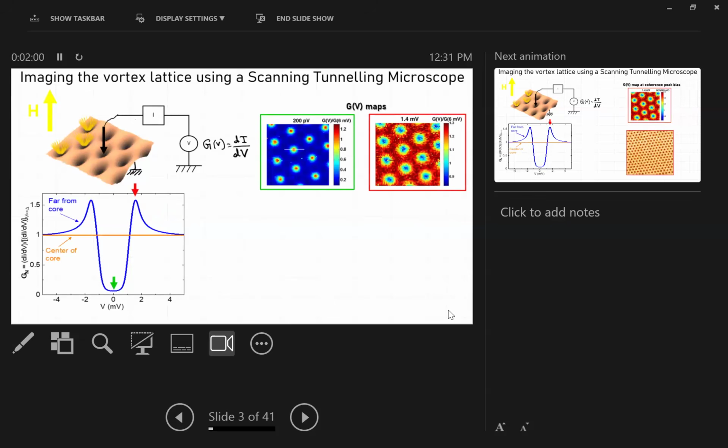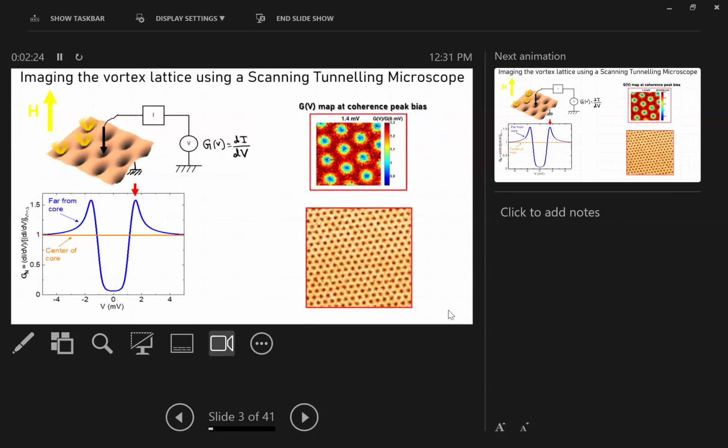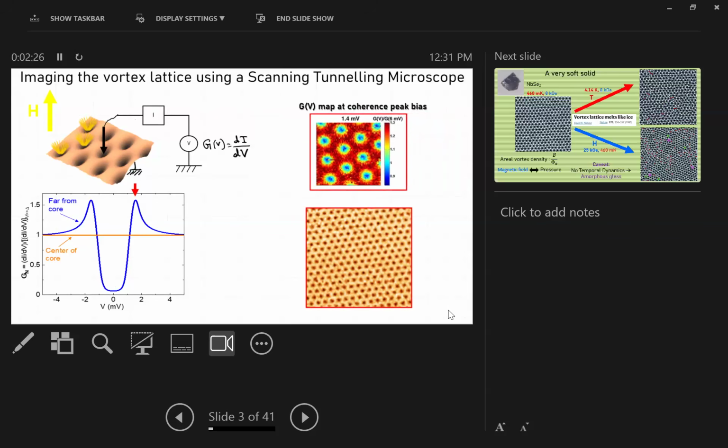That means that if I, for example, keep my bias voltage close to zero bias and take a conductance map, then these vortices will manifest as local maxima in the image. If I go to the coherence peak bias voltage and then take a map, then these vortices will be local minima in the conductance map. For technical reasons, we normally image at the coherence peak voltage, and when you take over a larger area, you then get these nice images of an Abrikosov lattice. This is an ideal diagonal.